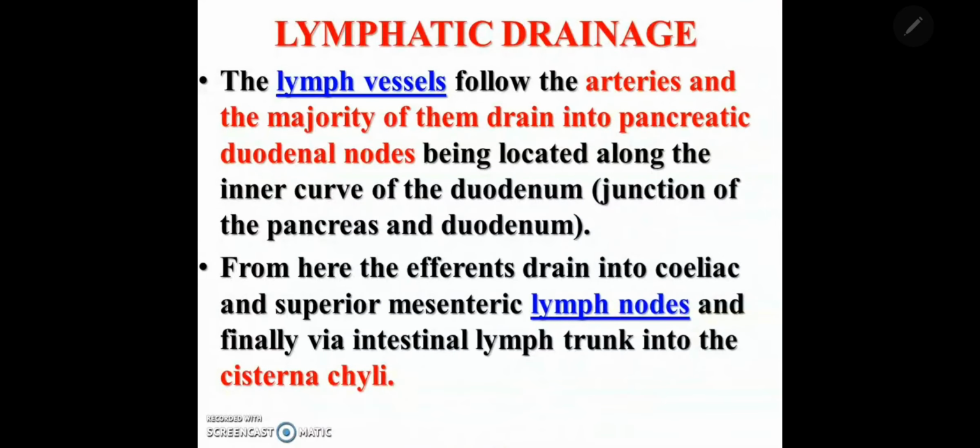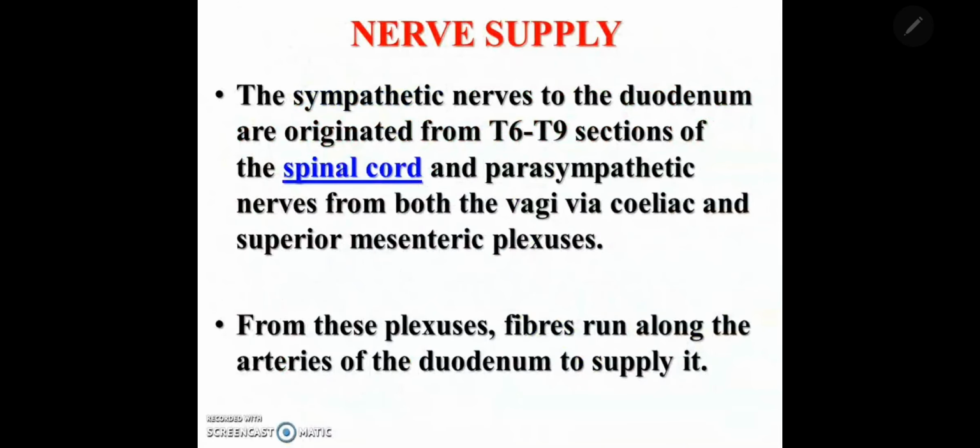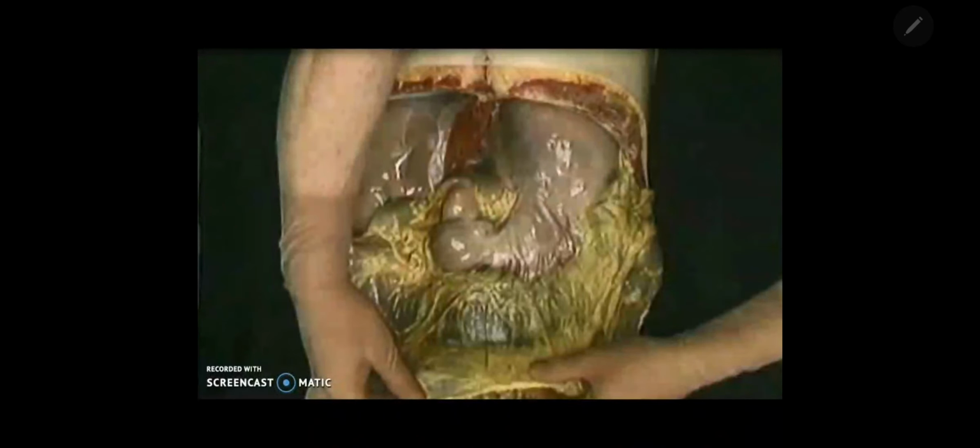The superior celiac trunk and superior mesenteric artery, the arteries of the foregut and midgut, and finally drained by the cisterna chyli. Nerve supply: sympathetic fibers come from T6 to T9 thoracic spinal nerves, and also the vagi, which form the plexus in the coats of the small intestine.